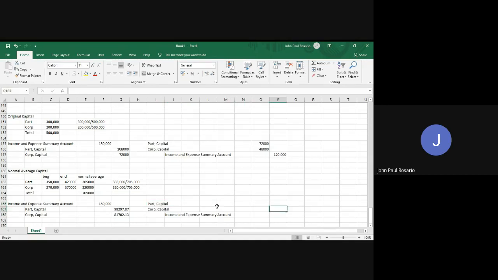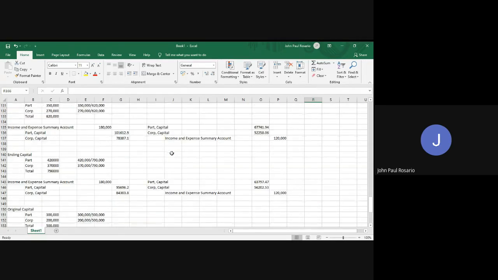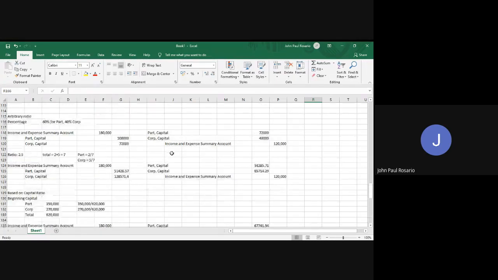Okay, so if it's a loss, the loss is 120. Then, it's 120 times 385 divided by 705. Then, for Corp, it's 120 times 320 divided by 705. Total would be 120? Okay, 120. So meaning, the entries and the profit sharing are correctly computed. Now, the more complicated one is what we call moving average capital.